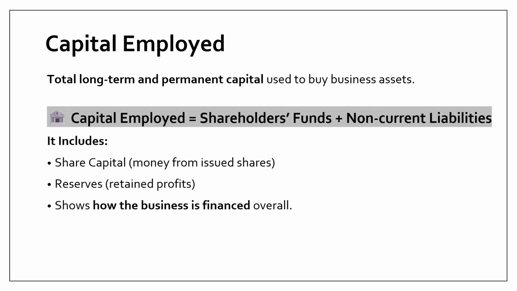What is capital employed? It is the total long-term and permanent capital used to fund business assets. Capital employed equals shareholders' funds plus non-current liabilities. It includes share capital, money raised from shares, reserves, and retained profits, and shows how the business is financed overall.